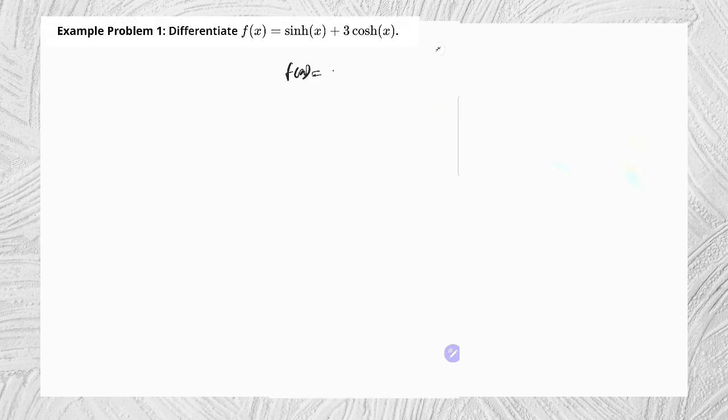So now let's look at some questions under derivatives of hyperbolic functions. So in this question, we are asked to differentiate f of x equals sinh of x plus 3 cosh of x. So we differentiate each term separately: d/dx of sinh of x plus 3 times d/dx of cosh of x.